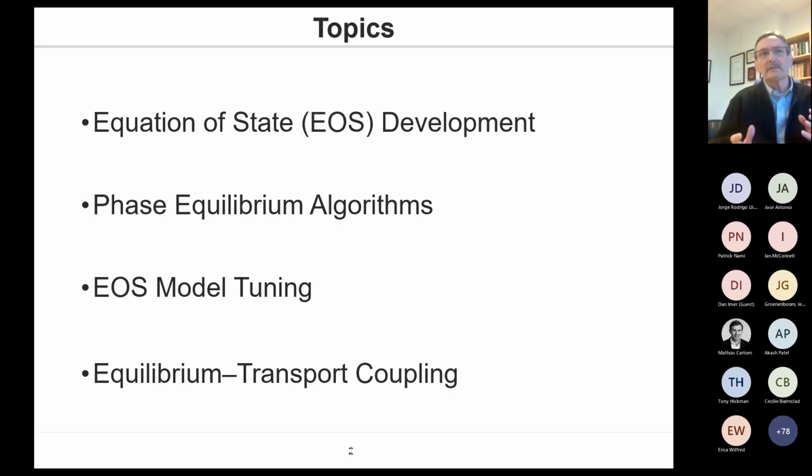So how do we do that model tuning? Who did the early model tuning in the industry, and how's that done? And then finally, a couple of examples, not really simple examples, about how we couple the equilibrium calculations with equations of state transport in porous media and pipes and so forth. So these are the topics I want to go through.